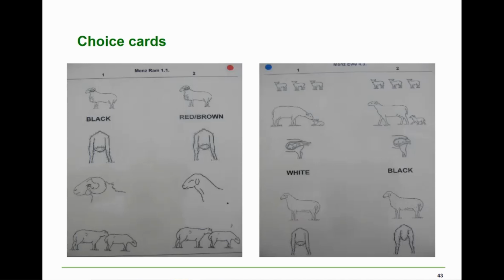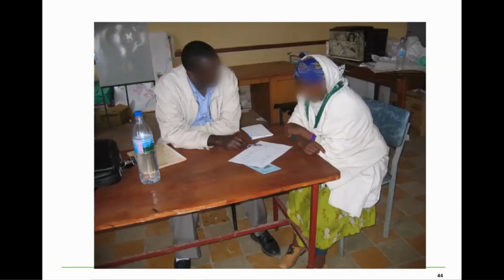So again, if we vary a lot of choice cards with the ewes, then we can see what the preferences are with the certain traits that are mentioned on the choice cards, and these preferences and aversions towards or against certain traits are giving us the idea what to go for when it comes to a breeding program and the breeding goal definition. So this is just a picture of how these choice experiments were conducted.